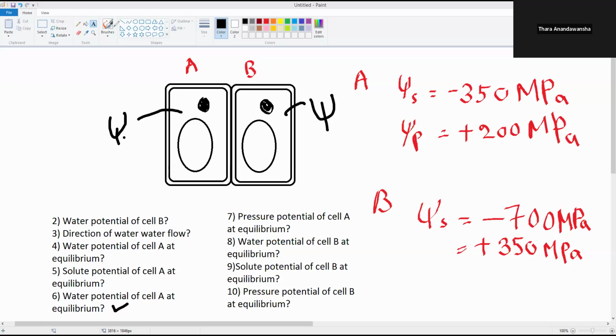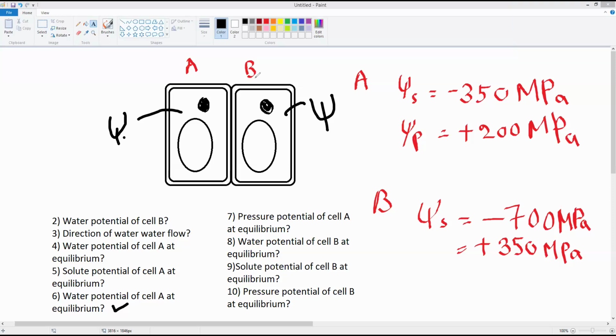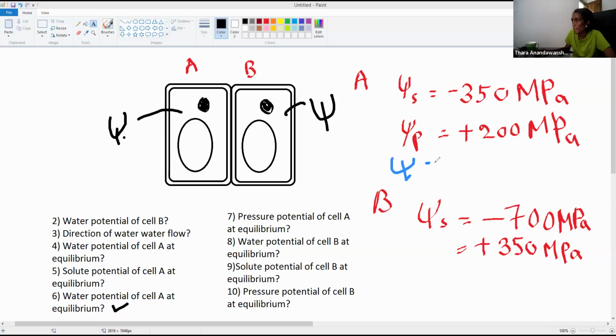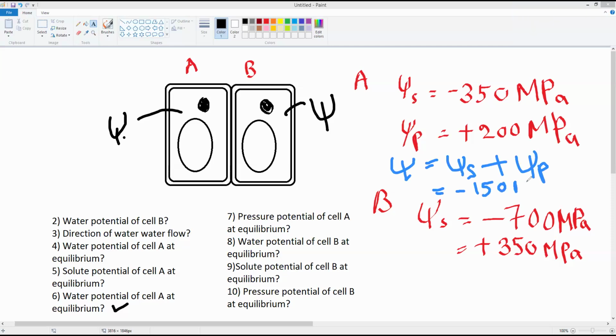Finished? Okay teacher. Let's find the water potential of cell B. Psi is equal to psi s plus psi p. Psi s and psi p are given here. Minus 350 plus 200. What is the value you are getting? Minus 150. Yes teacher. Okay, that is right.